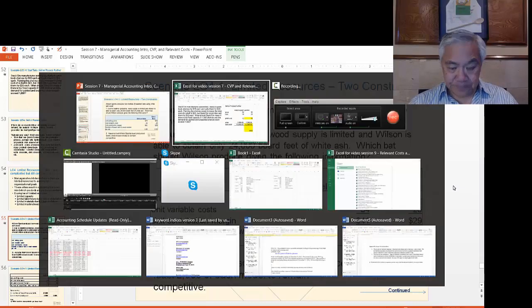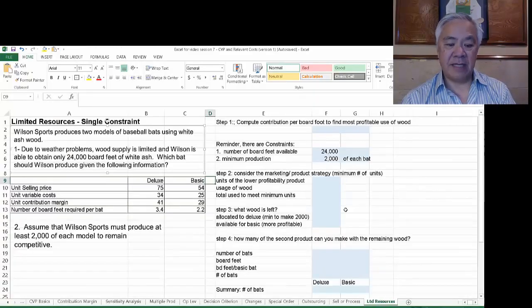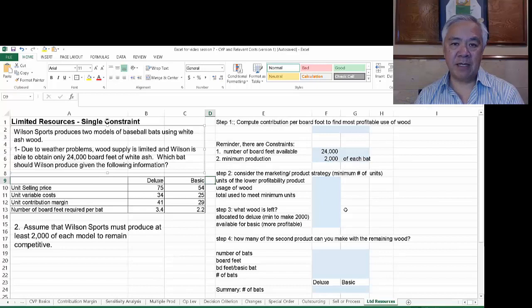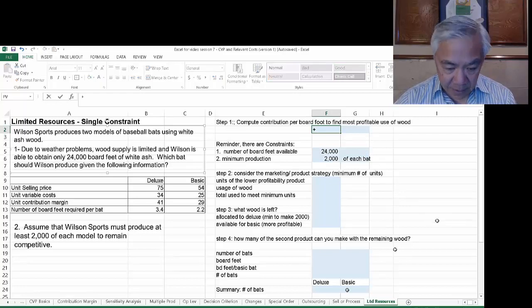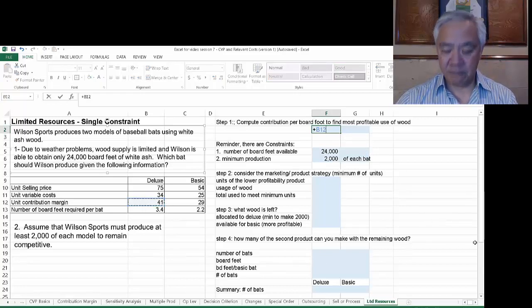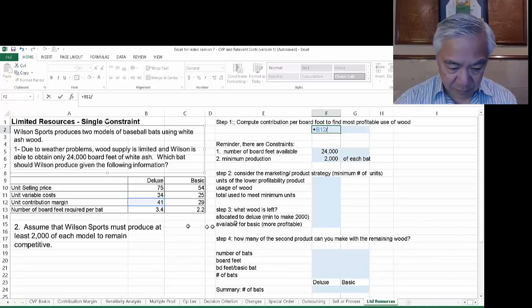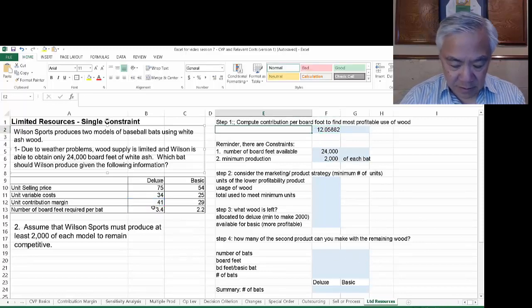All right, so let's go to Excel. Now we're in Excel. Let's do the analysis. This is a little different from the prior because there is a constraint and we're optimizing. Here we're going to do a slightly different approach. First step is to compute the contribution per board foot to find which is most profitable, not from a unit standpoint, we already know that's the deluxe bat, but per unit of constrained resource, in this case wood. What is the profit for the deluxe? 41. What is the number of board feet used? Divided by 3.4.